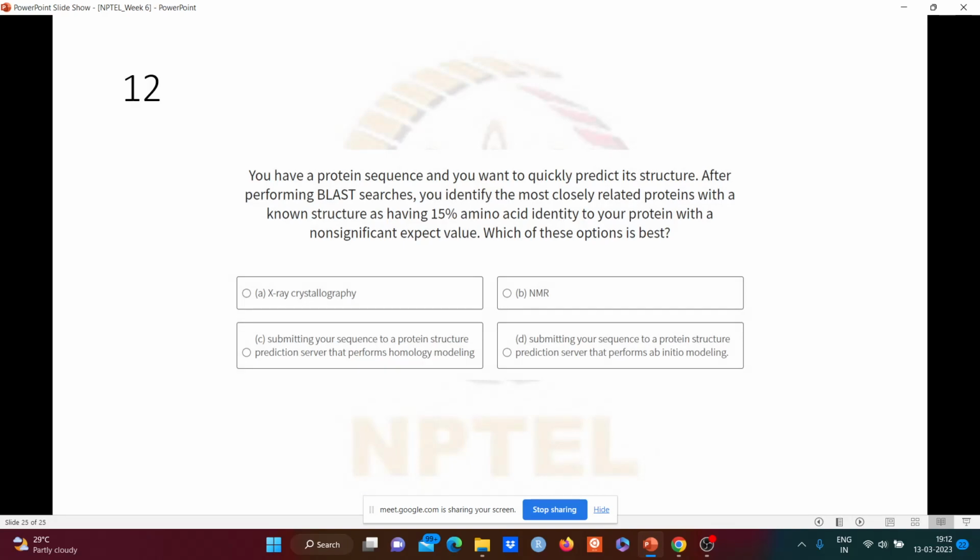I think this is the last question for the day. When you have a protein sequence and you want to quickly predict its structure, after performing BLAST searches, you identify the most closely related protein with a known structure, having 50% amino acid identity to your protein with a non-significant E value, that is, expect value. So which of these options is best?